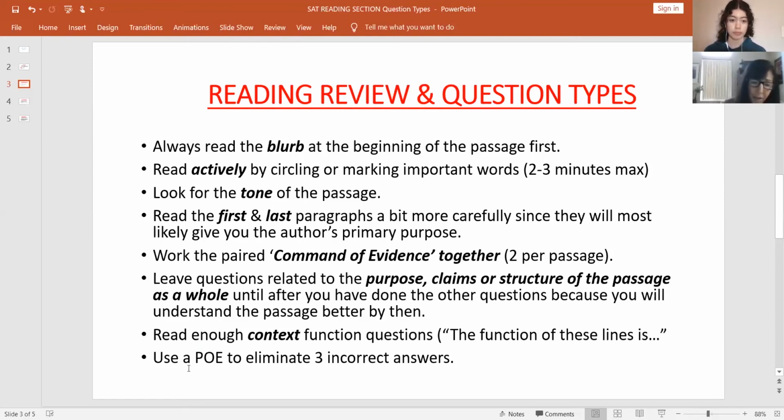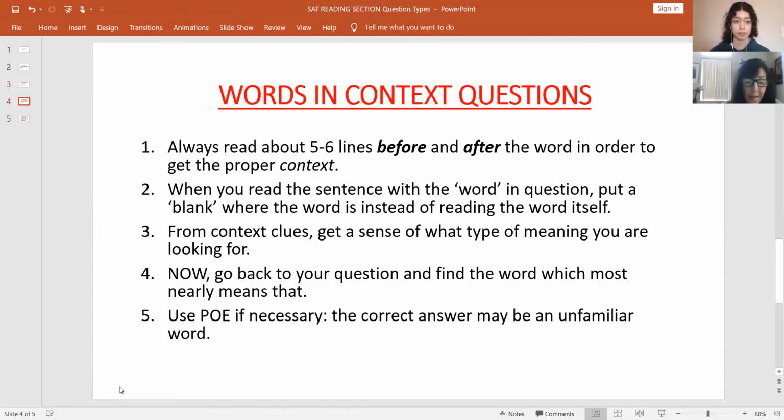And then again, use the process of elimination to eliminate 3 incorrect answers and then come up with your right answer. Okay, words in context. We did not look at this yesterday. This is a question that will say, as used in line 4, for example, the word claimed most nearly means. And you're not looking for just the meaning of that word. It is indeed a word in context.